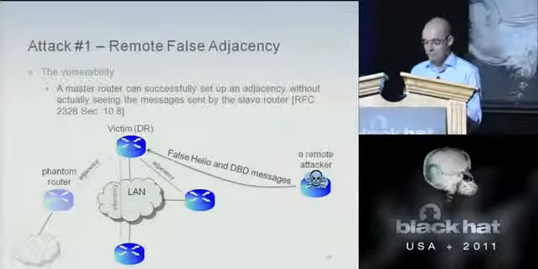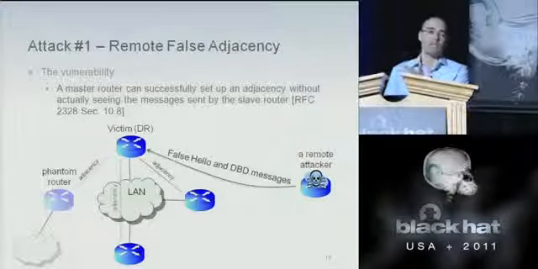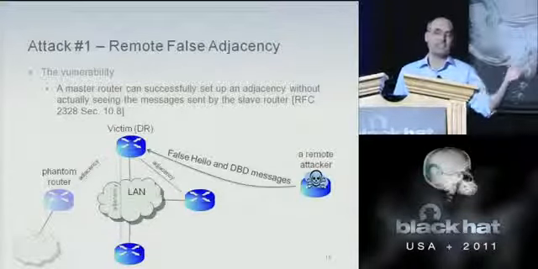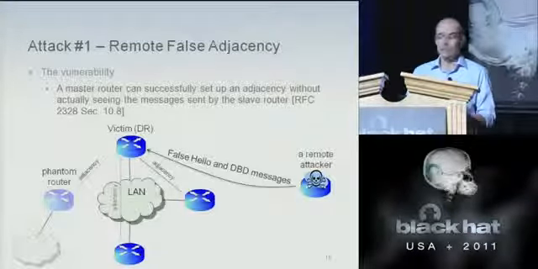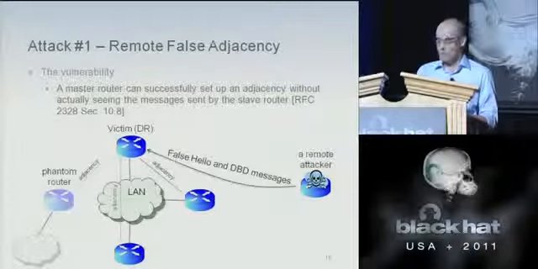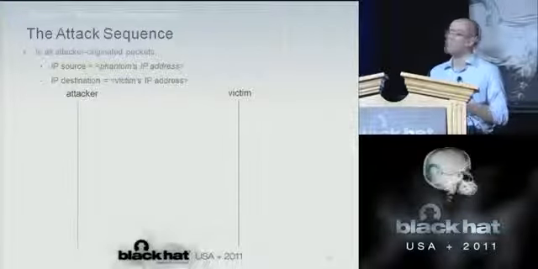And this is the actual effect of the attack. For example, the phantom router can advertise a link to a non-existing subnet, and all the routing table calculations will take this into account, based on this LSA. So let's see how the attack sequence works out.